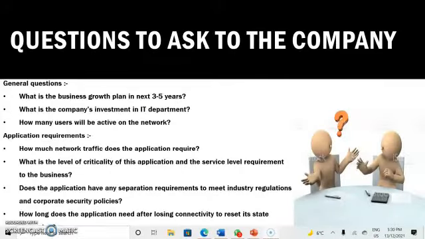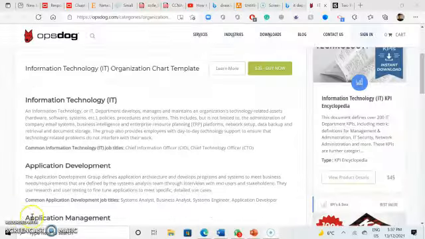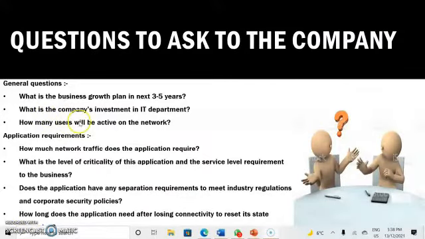Now, before starting to put the layout of the network, I would like to know some of the things from the company upon meeting as an administrator. So my questions would be, what is the business growth in 3 to 5 years, which will help me to select the RAM space of servers for the capacity planning and scaling of the business. My second question would be how much investment do they have for IT department?